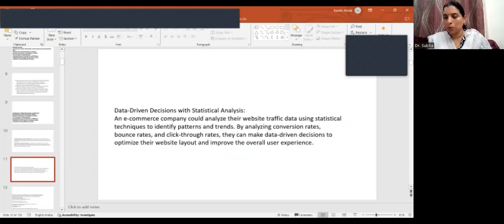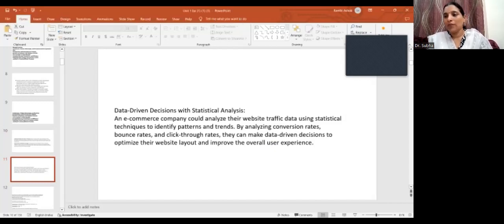The next important keyword in the business analytics topic is data-driven decision. I frequently use the word data-driven decision. Why am I saying this? Because you are making use of the data to make some decision. So it is not based on some intuition. You're not taking decisions on intuition. You're taking decisions logically. So for that, what are you doing? You are basically analyzing the data.